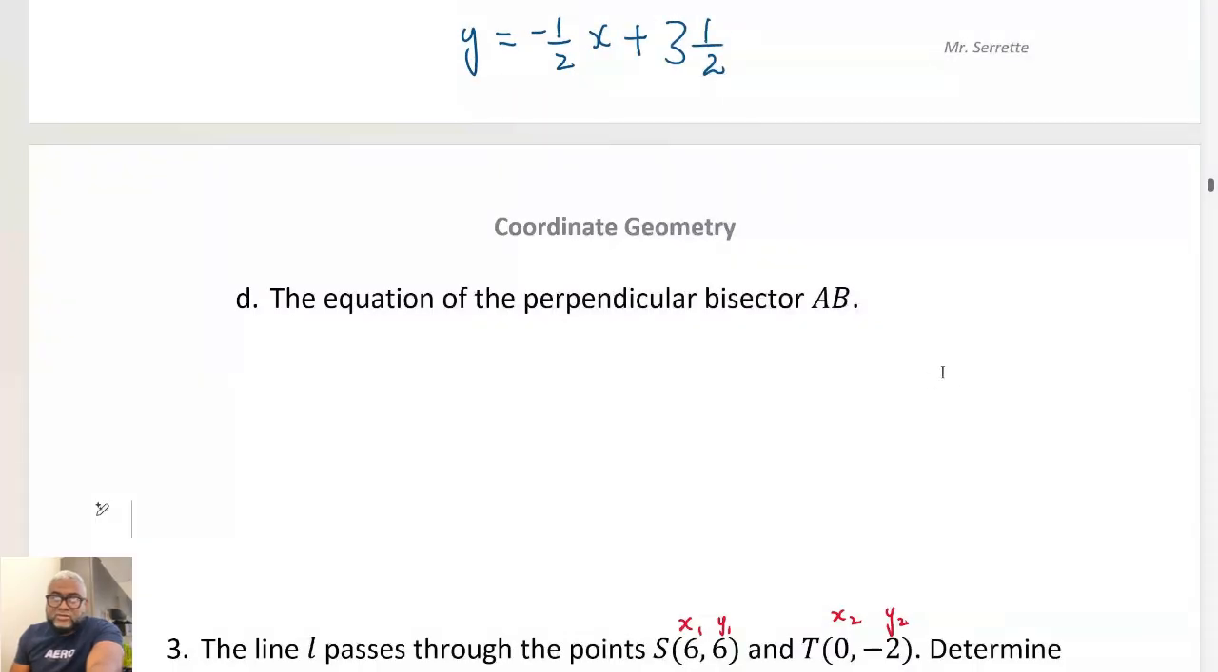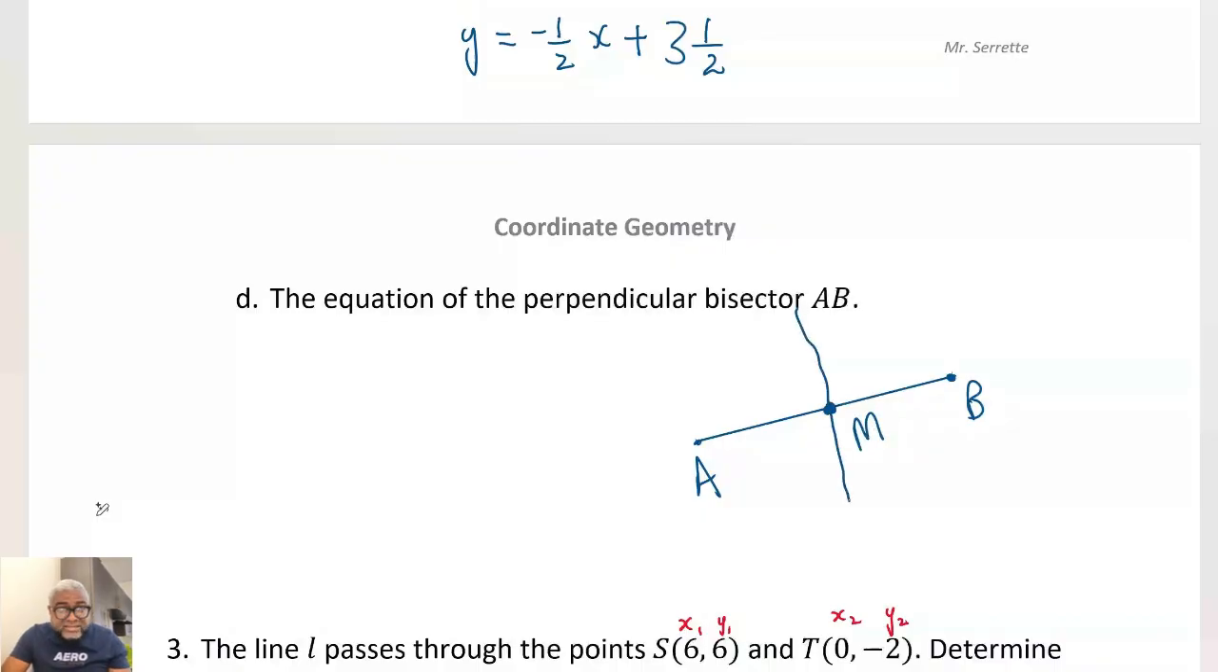So let's go. Last line here: equation of the perpendicular bisector of AB. If you have a line AB, we went through all these things last year. A perpendicular bisector is a line cutting through the midpoint of the line AB. Remember we find the midpoint? And this line forms how many degrees here? 90. Excellent.